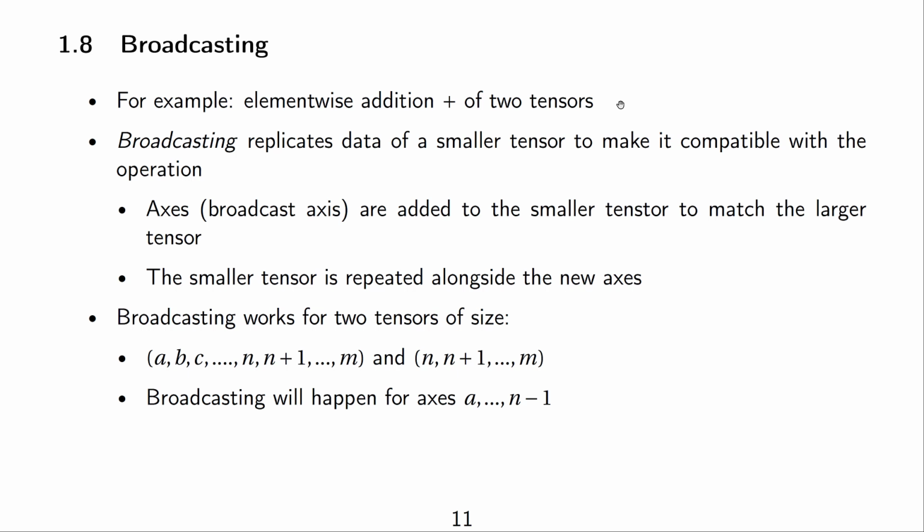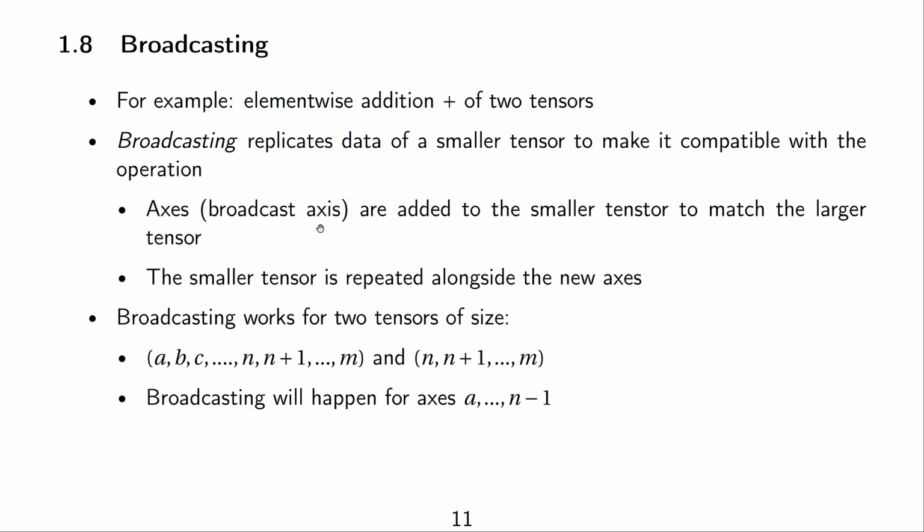So there will be a smaller and a bigger tensor, and what broadcasting does is it will replicate the data of the smaller tensor to make it compatible with the bigger tensor. So basically the broadcast axes will be added to the smaller tensor. The smaller tensor has fewer axes, so axes will be added to it to match the larger tensor, and then the smaller tensor will be repeated alongside the new axes.